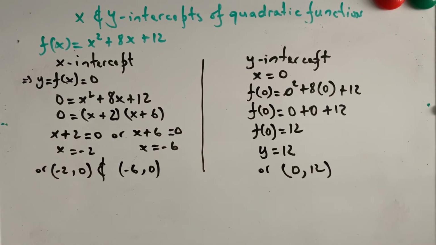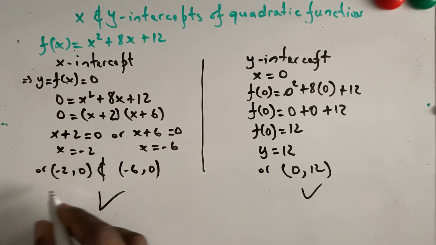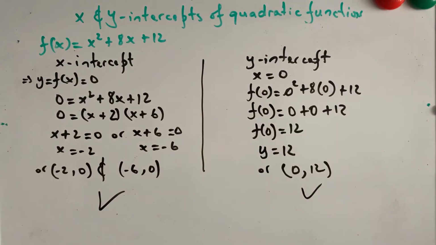So this is it. These are your x-intercepts, and this is the y-intercept. Two x-intercepts, like these two points here, and one y-intercept, okay? So this is the answer to this problem, how to get the x-intercept and the y-intercept.